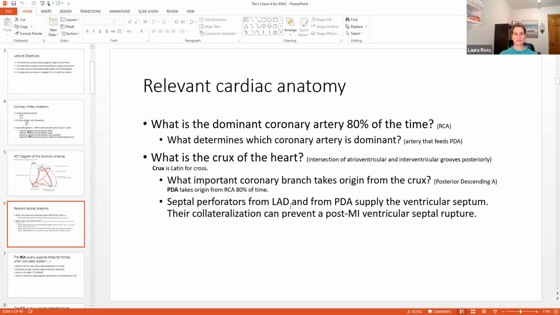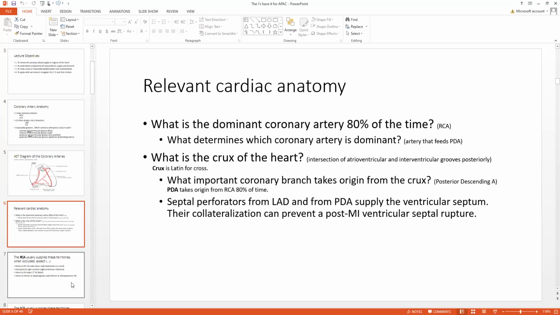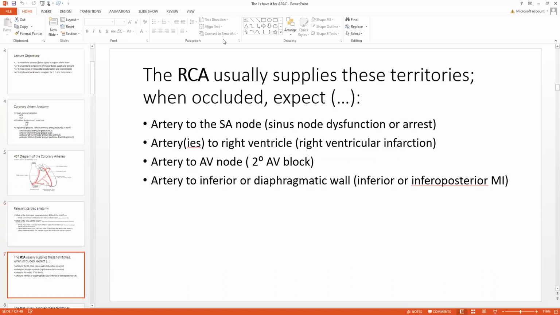I already talked about the septal perforators coming down from the LAD or up from the posterior descending. And what's their importance? Collateralization in case one vessel, the anterior descending or the posterior descending, is occluded, it will prevent ventricular septal rupture. All right. The right coronary artery usually supplies these areas.